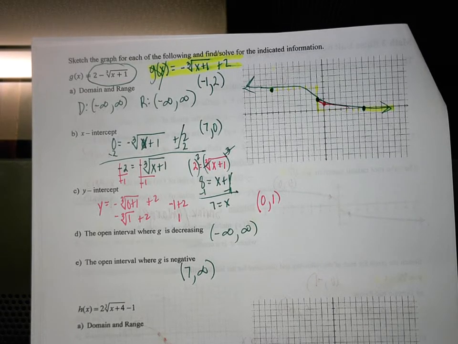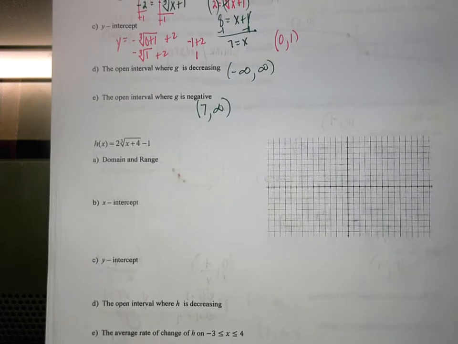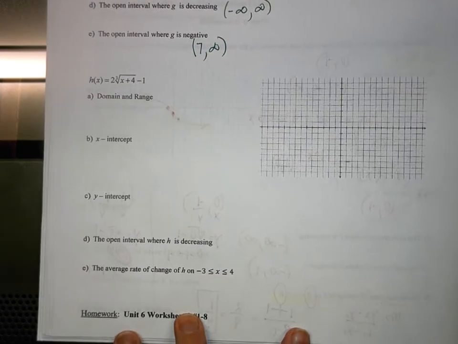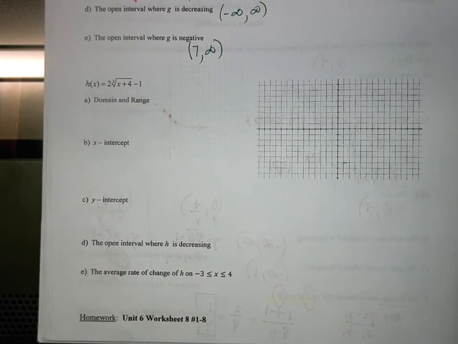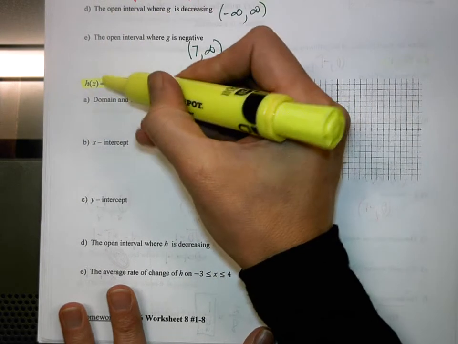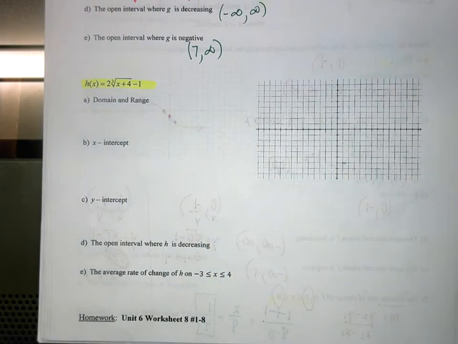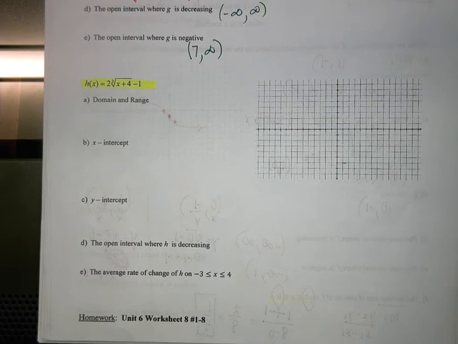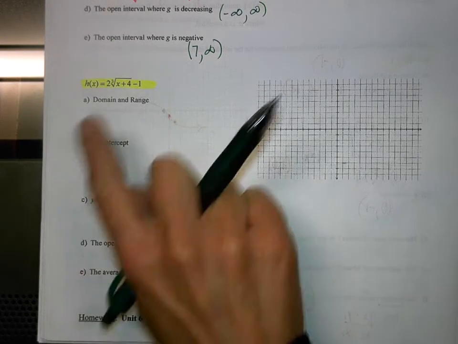All right, last problem. We have this function right here. And on this one, we can see that because there's a 2 in front, it either shrinks or enlarges based on that number. Some of you might have an idea of if it's shrinking or enlarging based on it being a whole number or a fraction.